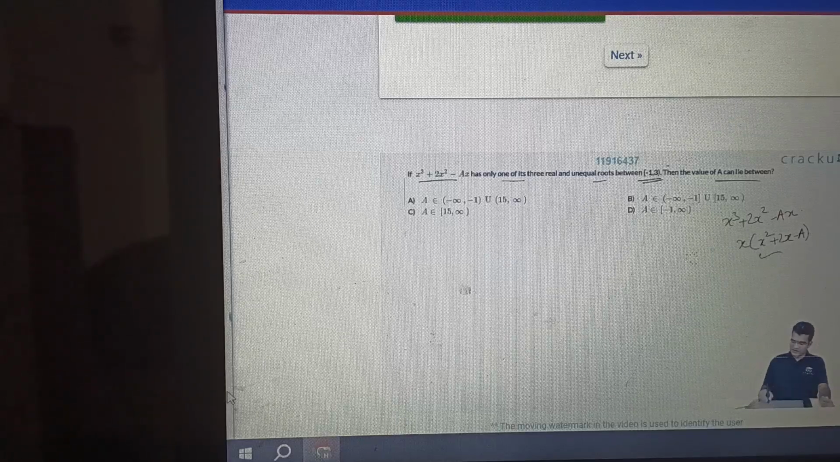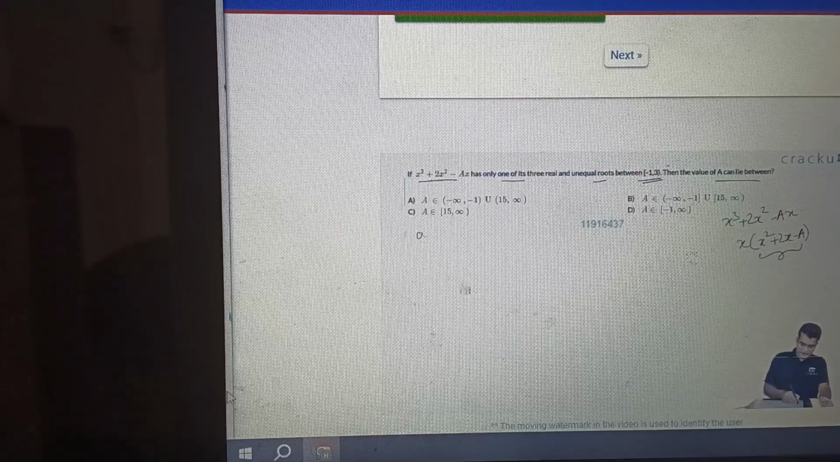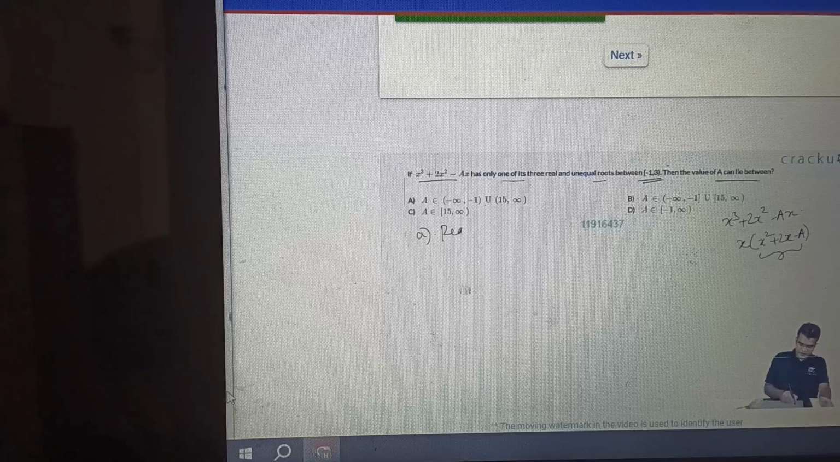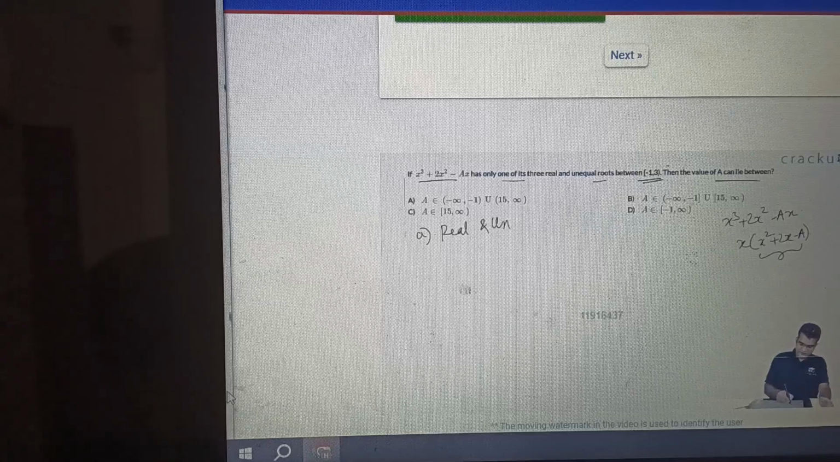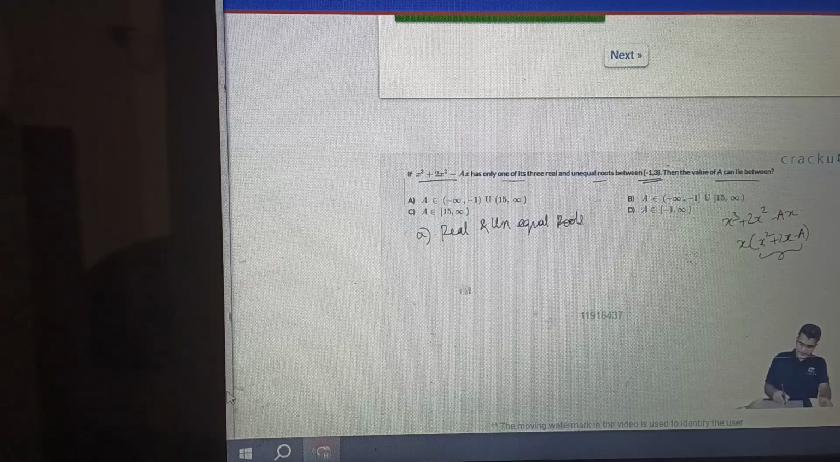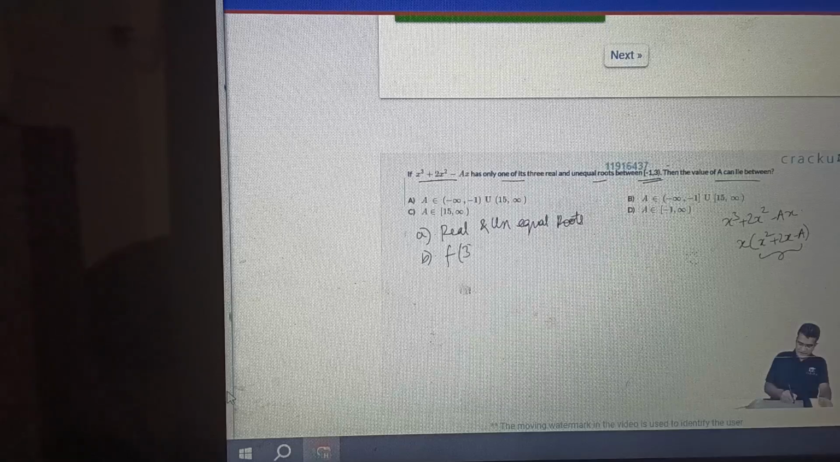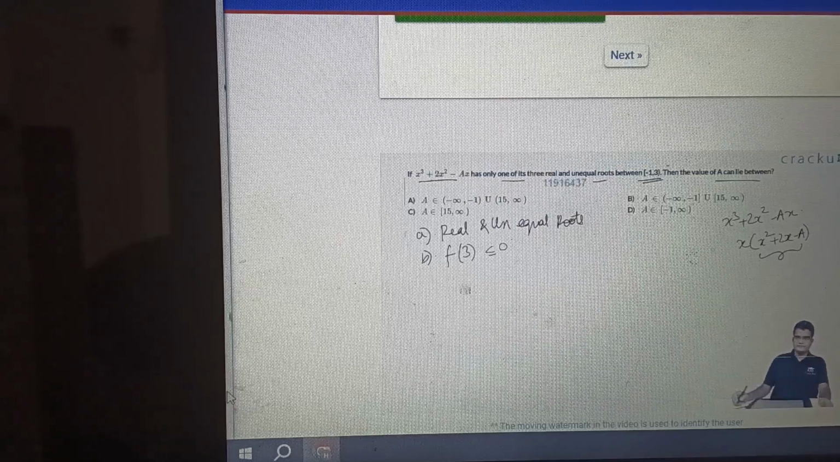So if you are looking at only the quadratic equation x squared plus 2x minus a, we need to check for two things. One, it should have real roots, real and unequal roots. And the second thing we should check is that the value of f of 3 should be less than or equal to 0. Why is that the case?